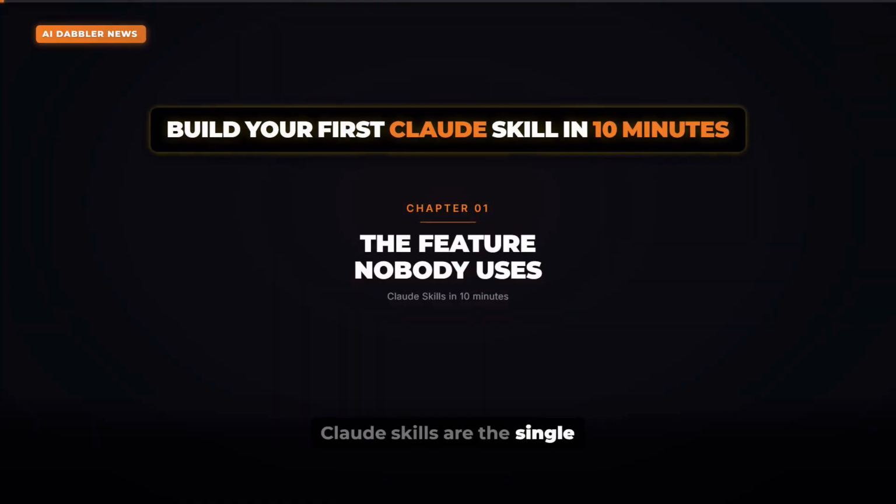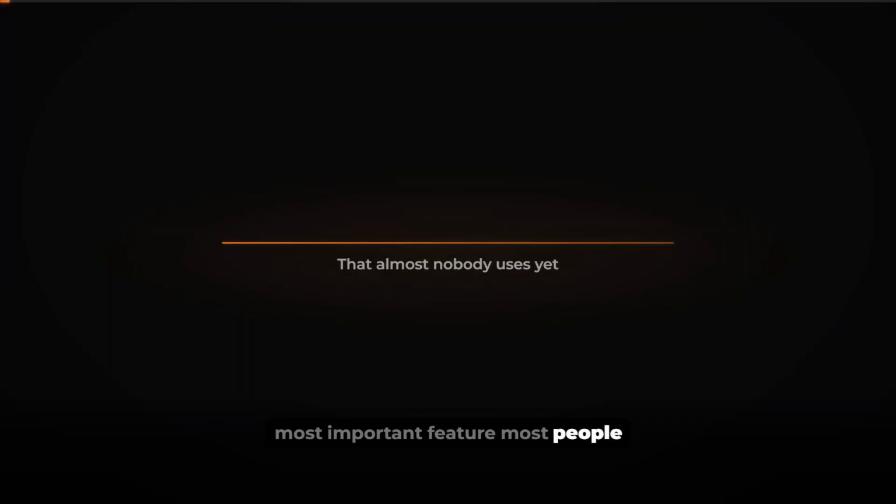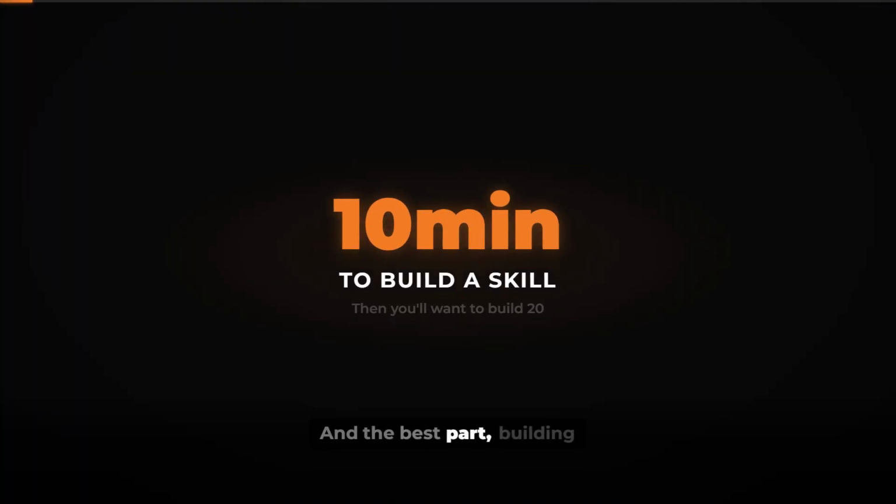Claude skills are the single most important feature most people have not learned to use. They are how you turn Claude from a general assistant into a specialist that works exactly the way you need. And the best part, building your own skill takes about 10 minutes. Once you build one, you will want to build 20.